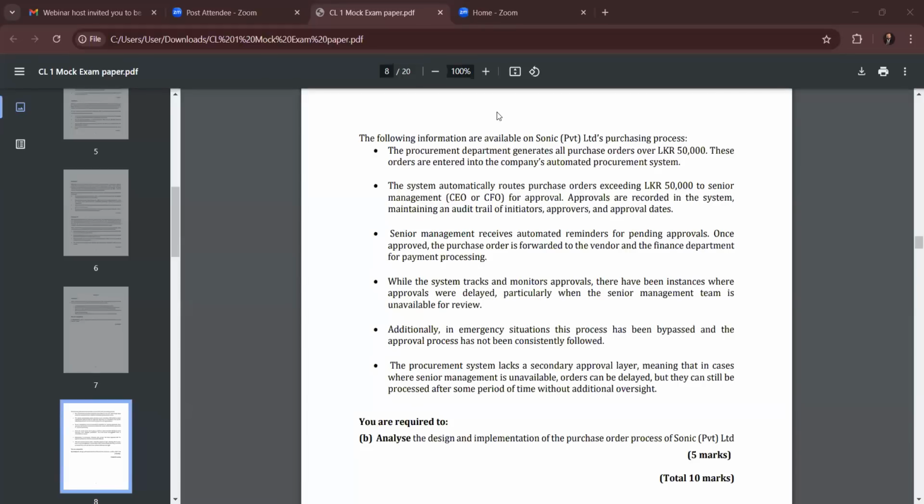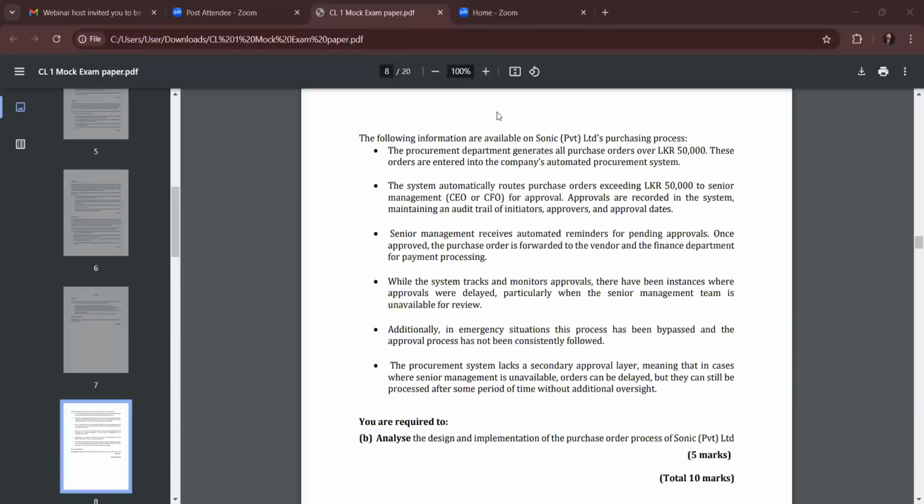The purchase order is sent to the approver. Once it is approved, it will go directly to the supplier and finance department for payment processing. While the system tracks and monitors the approval, there have been instances where approvals were delayed, particularly when the senior management team is unable to review.